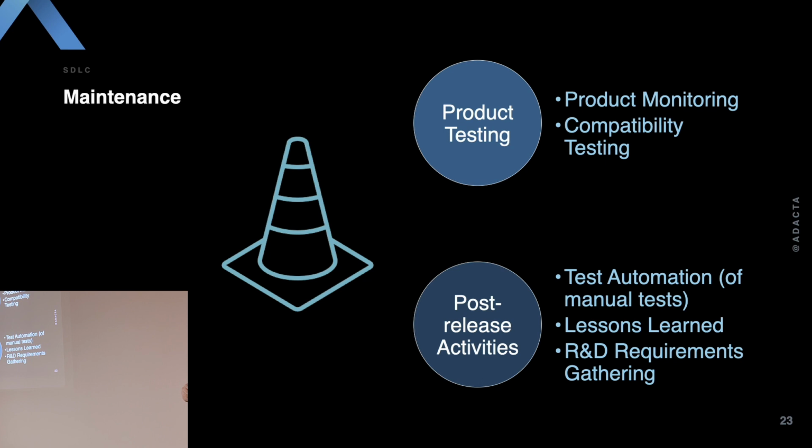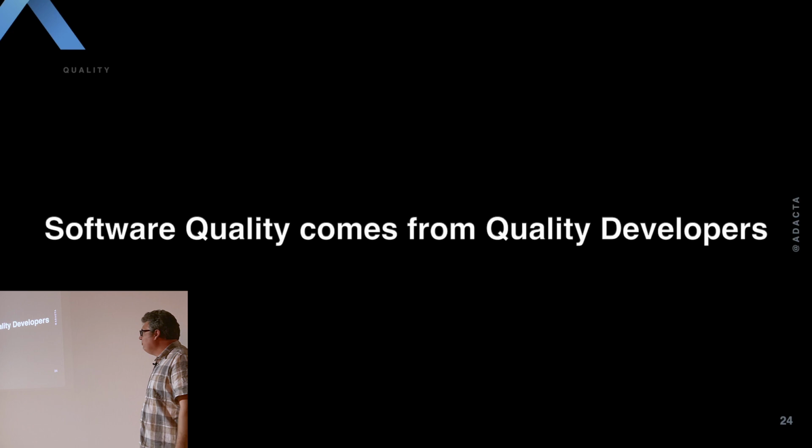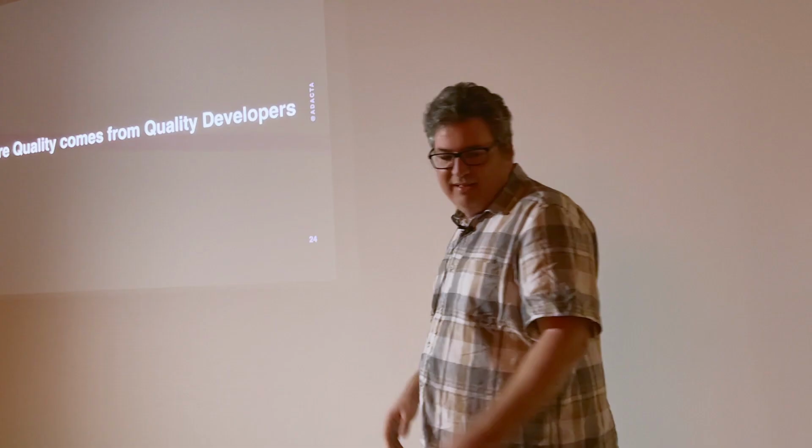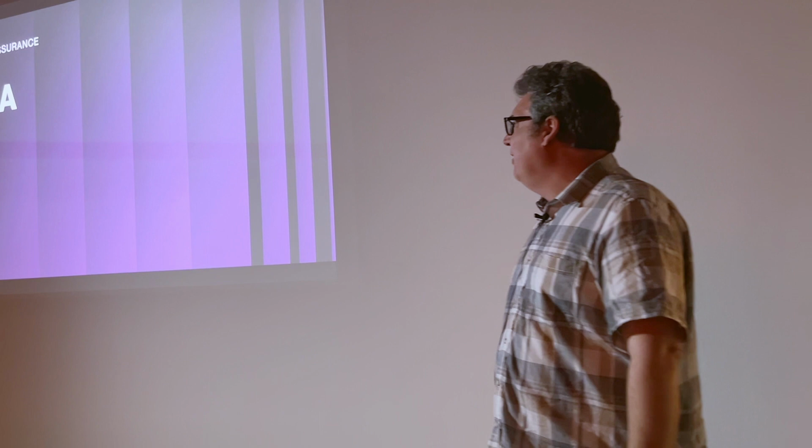And in the post-release activities, we have test automation of manual tests. Those exploratory tests eventually turn into test cases that follow a procedure, and we automate those. We also try to get lessons learned from the developers and gather requirements from the development team to tell us what the pain points were in the development of this release. So this is our new motto: software quality comes from quality developers. It's our job to make the developers better. So that would be, in short, what we do.